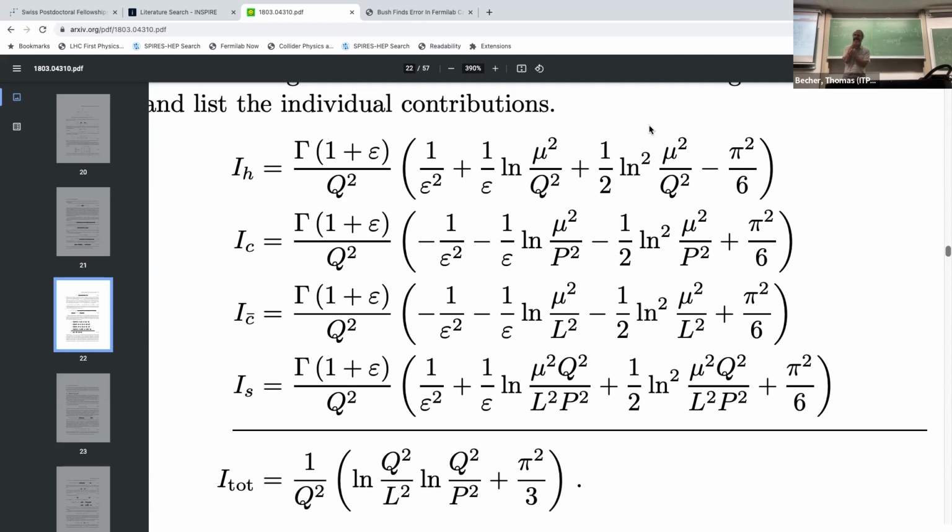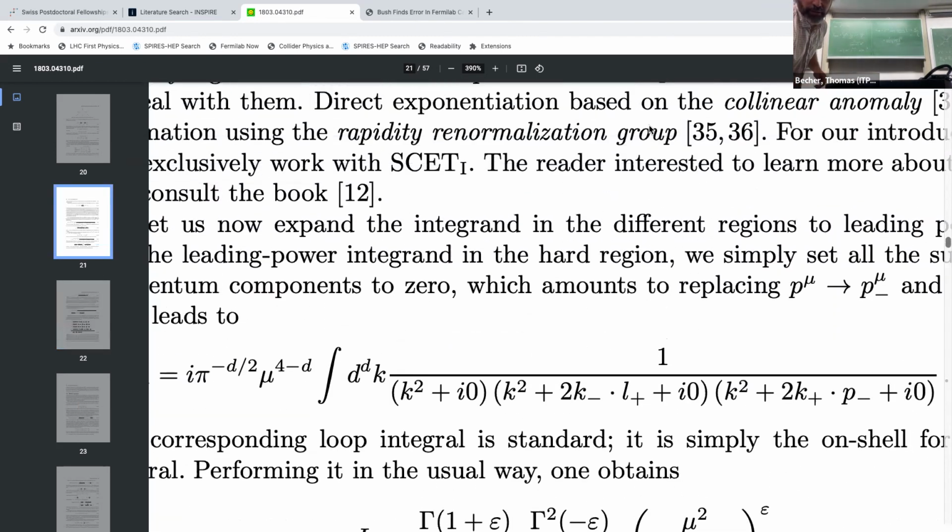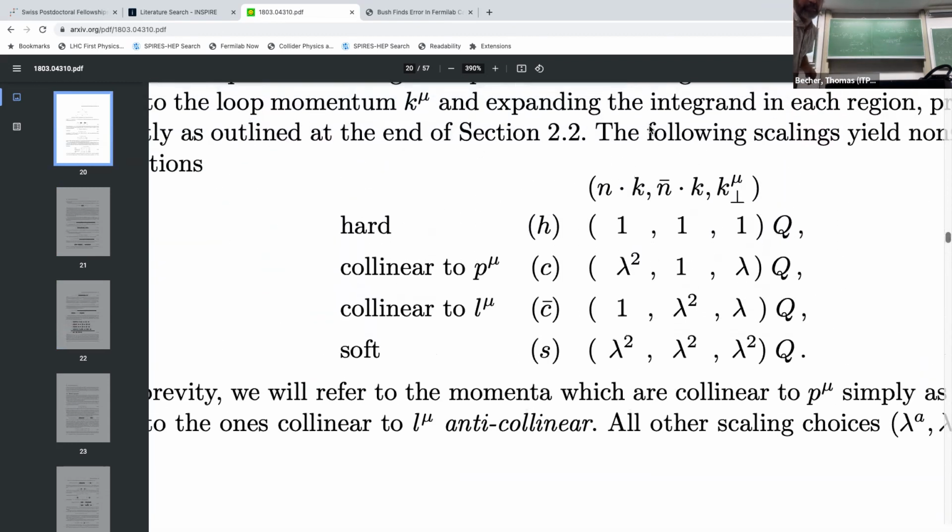You had a question. I just want to go back to the scalings that you showed. Part of this method is to find these different scalings. The statement here is, at least in this one loop example, only these regions contribute. And then there's maybe a little bit of a leap of faith, or you should prove now that also at the two-loop order, only these regions contribute and also beyond.